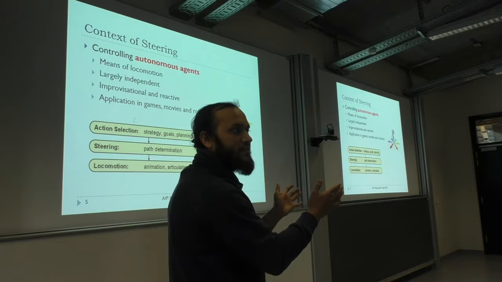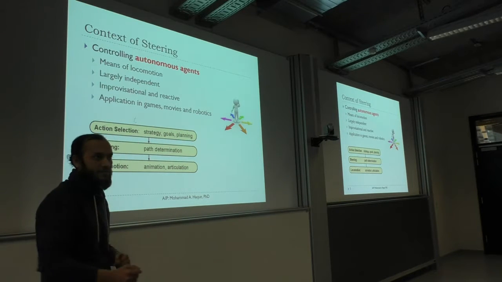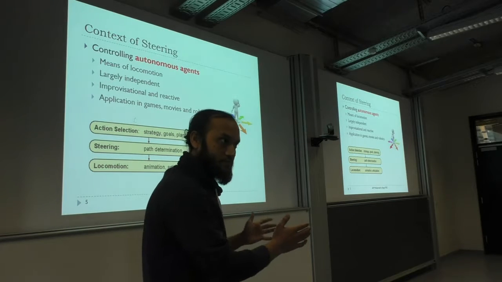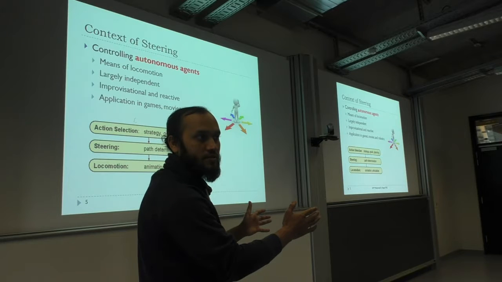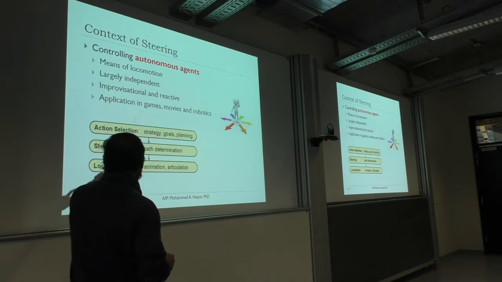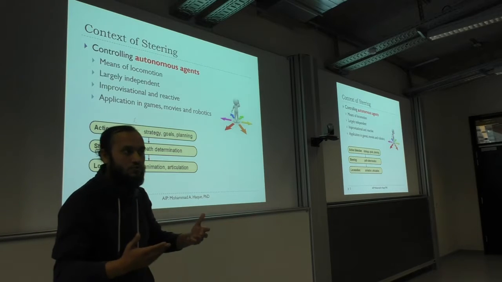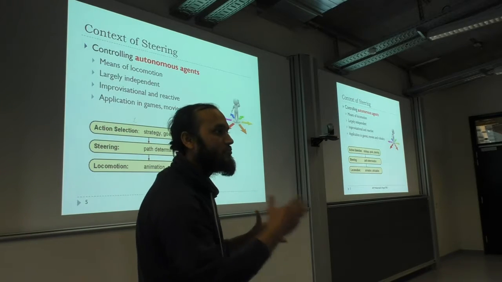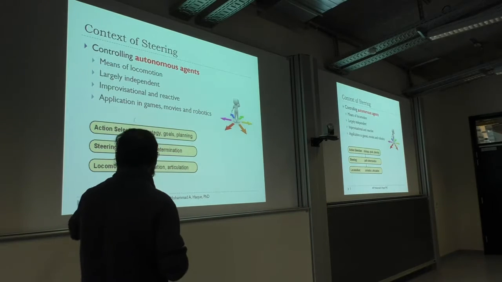So these are kind of action selection based on the goal and strategy. Then it needs to move, so you have to apply some kind of force which will move it. Here we are talking about steering. In steering we calculate the force: which direction it should go, how much force will make that direction. And then we have locomotion.